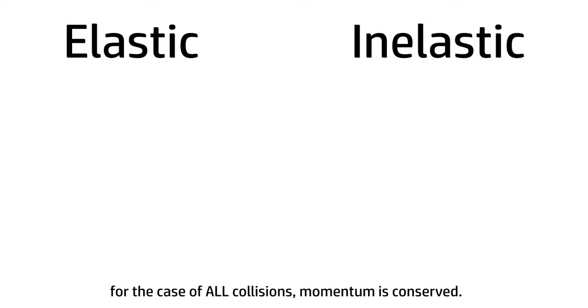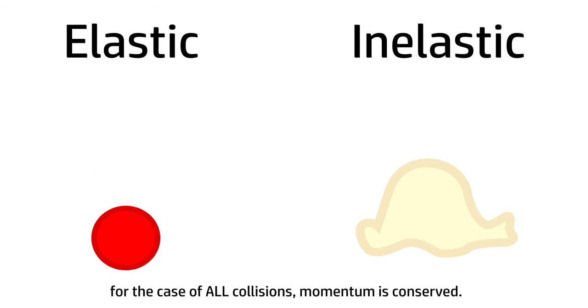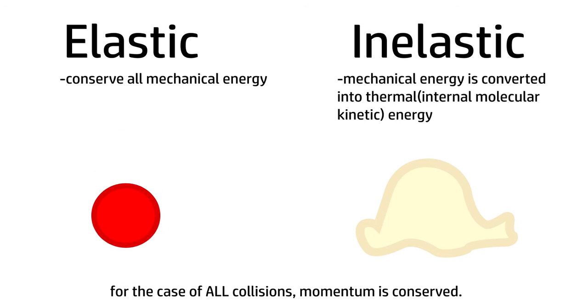Now let's discuss what makes each collision distinct from the other. Similar to what would be expected of their names, elastic collisions resemble that of an elastic ball, while inelastic collisions resemble that of an inelastic object. How can collisions like these both conserve all momentum? What makes them different from each other? Elastic collisions conserve all mechanical energy, while inelastic collisions convert the mechanical energy into molecular kinetic energy or thermal energy.